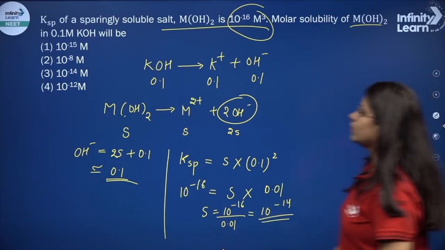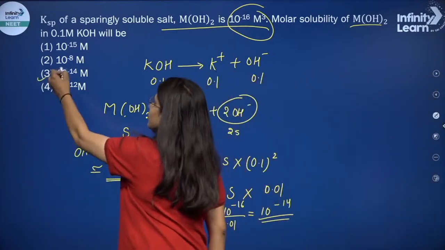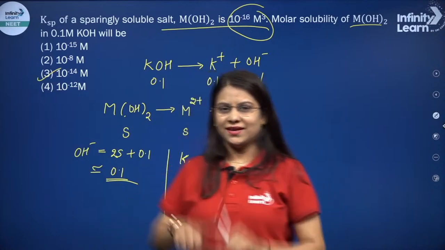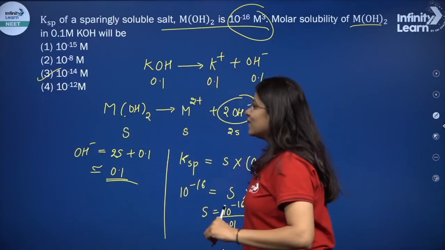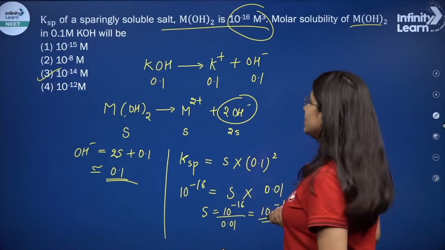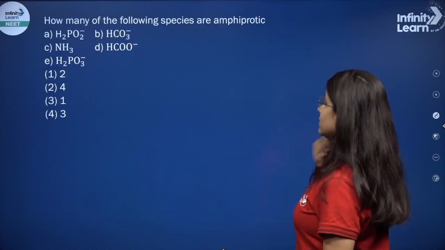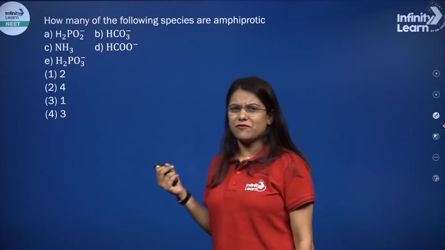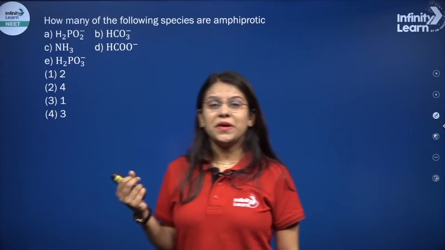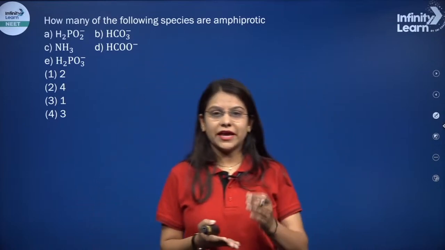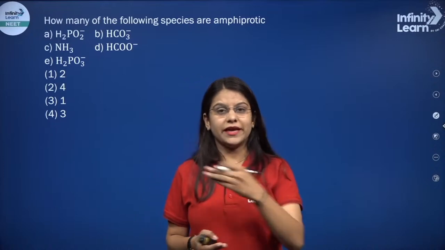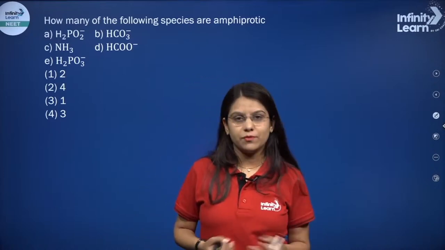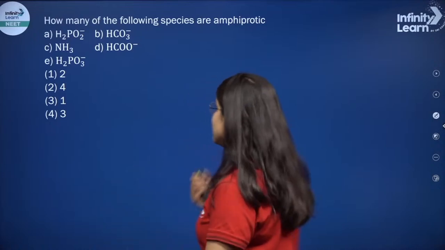Let's check what is the correct option. Correct option is option number 3rd. Are you all with me? Okay. Understood? So next, how many of the following species are amphiprotic? Now what is amphiprotic? Amphiprotic means they can donate the H plus, they can accept the H plus. They can do both the things. Then only they will be amphiprotic. Right? So let us see.